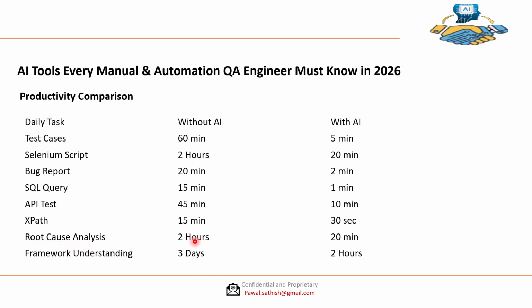Now here you can see, if you are new and you don't know the framework, earlier it was taking 3 days. But nowadays, using AI tools, you will understand it within a couple of hours only. So these are the tools which every manual and automation QA engineer must know in 2026.